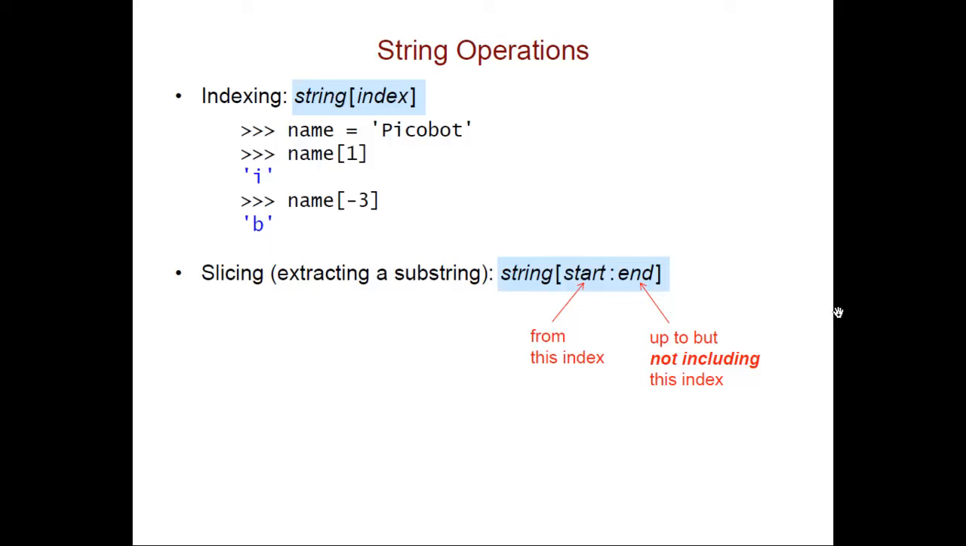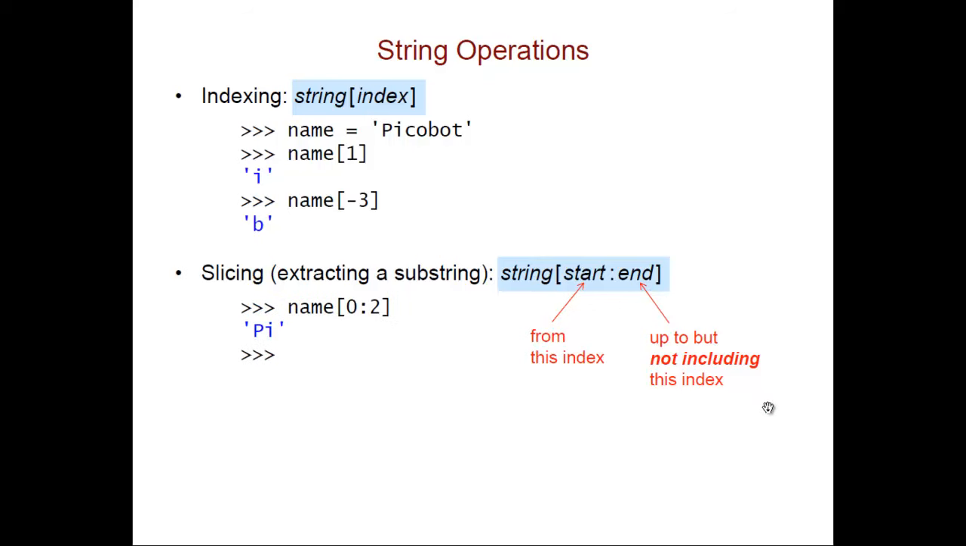Slicing lets me get a substring containing potentially more than one character, and here I'm giving two values in the brackets, and those two values are separated by a colon. The first index that I give tells me where to start the slice, the substring, so we call them slices in Python. The second index tells me where to end it, and my slice is going to go up to but not including the character at that end index.